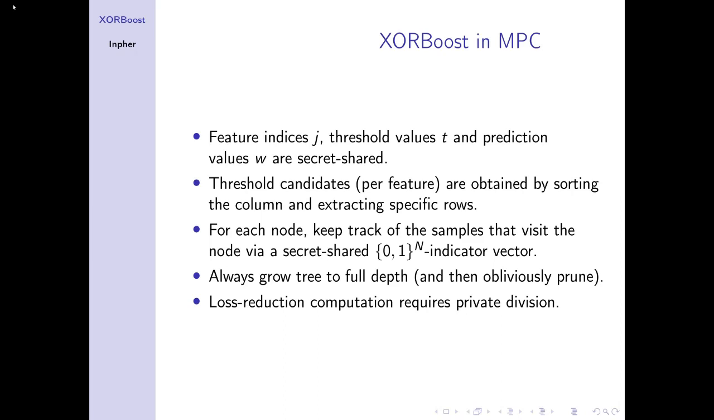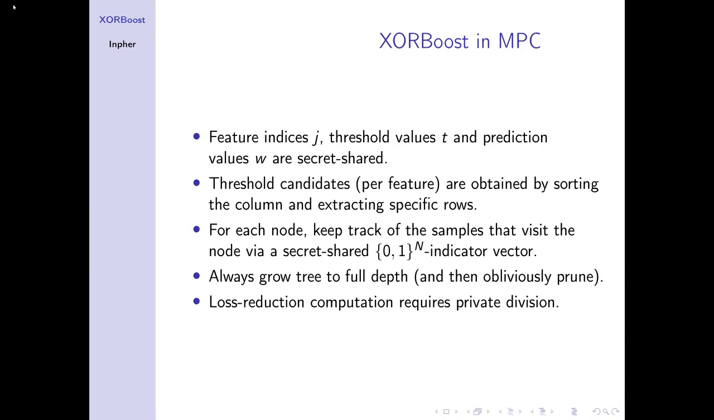Let's now discuss how to adapt XGBoost to the MPC setting. First of all, the indices, threshold values, and prediction values are going to be secret shared. That means that the training operation for the machine learning model does not reveal any information about the original dataset. Threshold candidates, so these T values, are obtained by a sorting algorithm and extracting specific rows. I'll go into a bit more detail on the next slide.